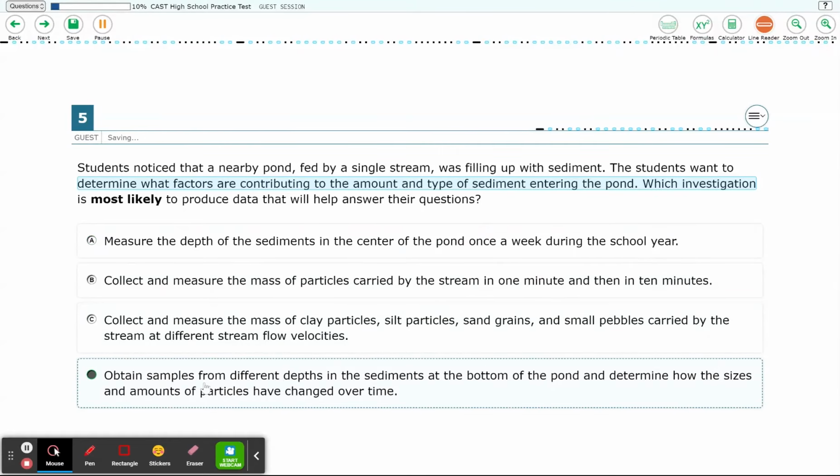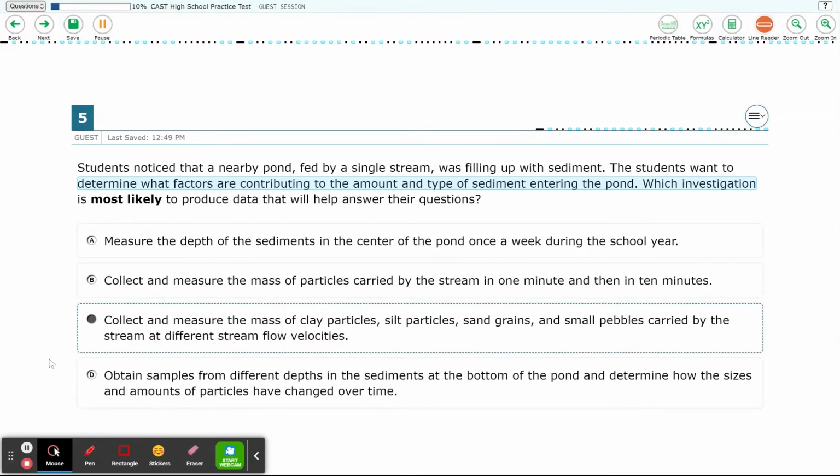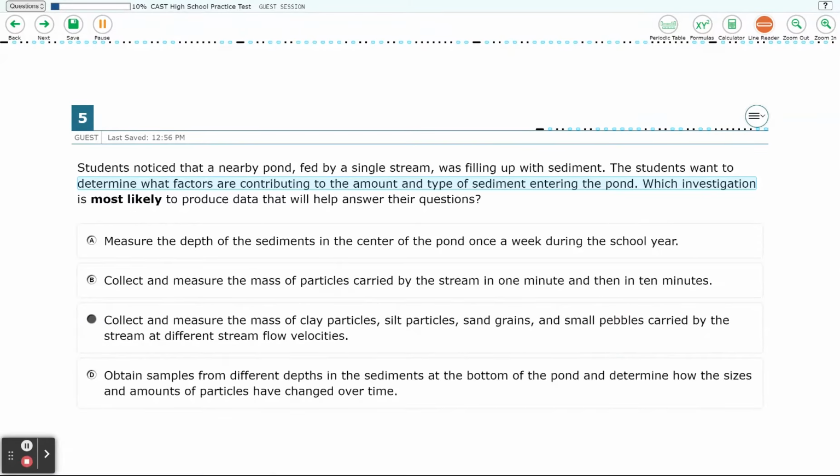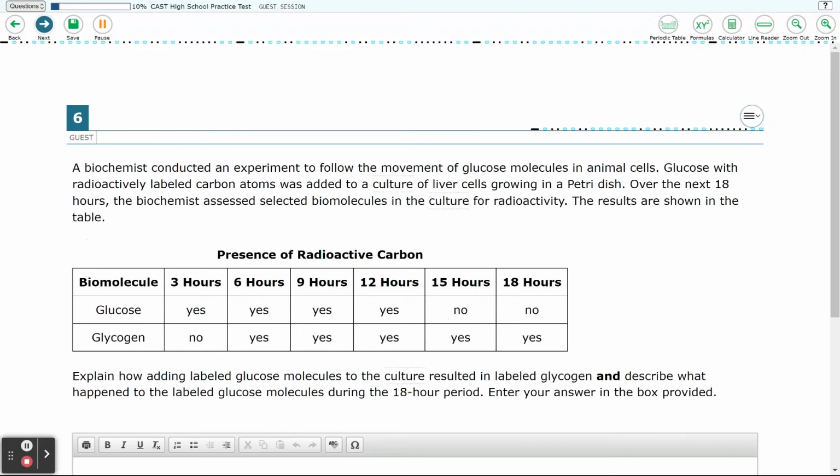Let's read the last one. Obtain samples from different depths in the sediment at the bottom of the pond and determine how the sizes and amounts of particles have changed over time. Well, if we had some other data that let us know what factors were present at various times, then perhaps we could have chosen this one, but there's no indication of that. If all we know are the times, that doesn't help us know what factors contributed to the amount and type of sediment. So therefore C is the best answer we can choose. All right, let's head on to question number 6.